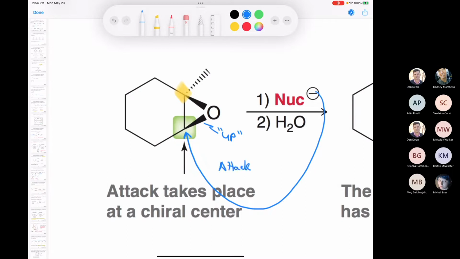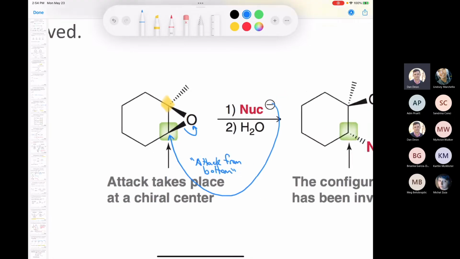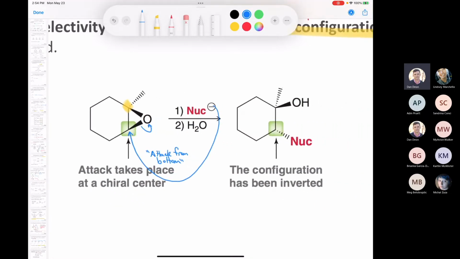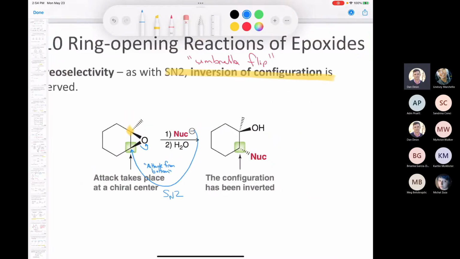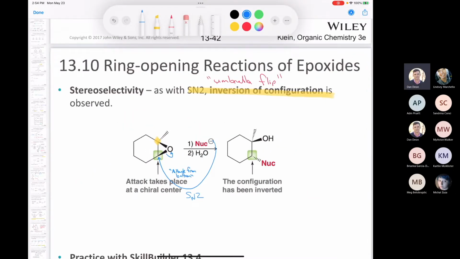Attack from bottom. So if it's attacking from the bottom, before you crack open this bond like this, that means that your bond to the nucleophile is going to be on a wedge, or sorry, a dash, because it's pointing down. And there you go. So we get inversion of configuration during our SN2 reaction. So now we've covered the regioselectivity. The nucleophilic attack will occur at the least hindered carbon. And when we look at the stereochemistry, the reaction will always occur with inversion of configuration.